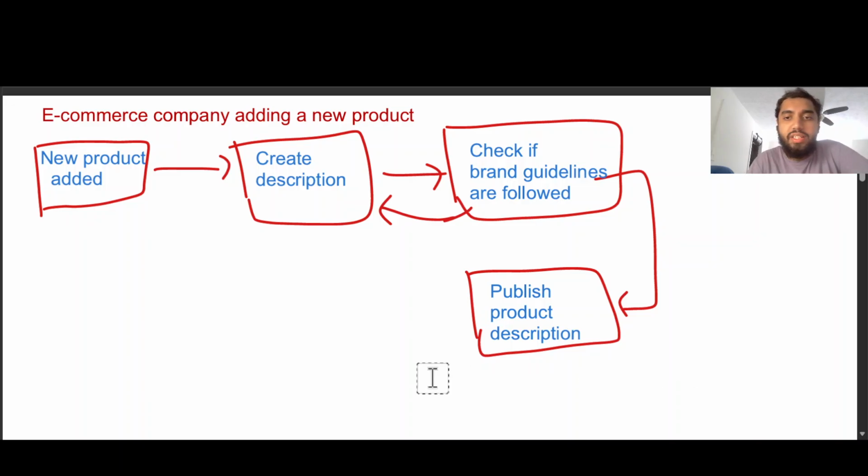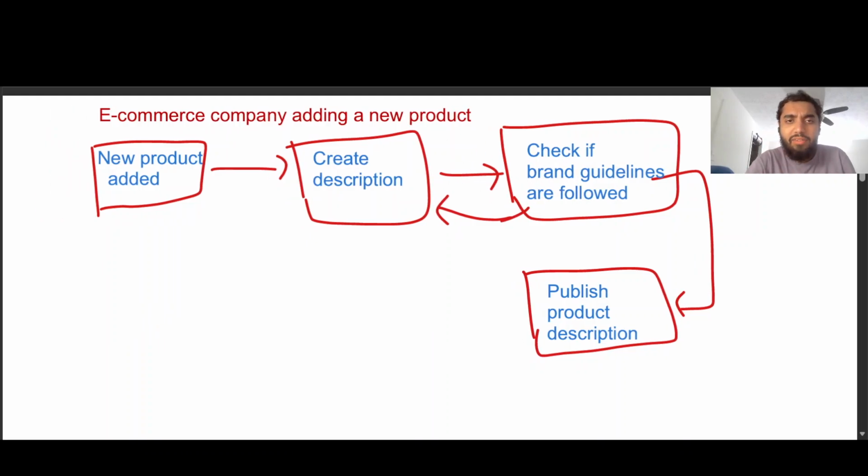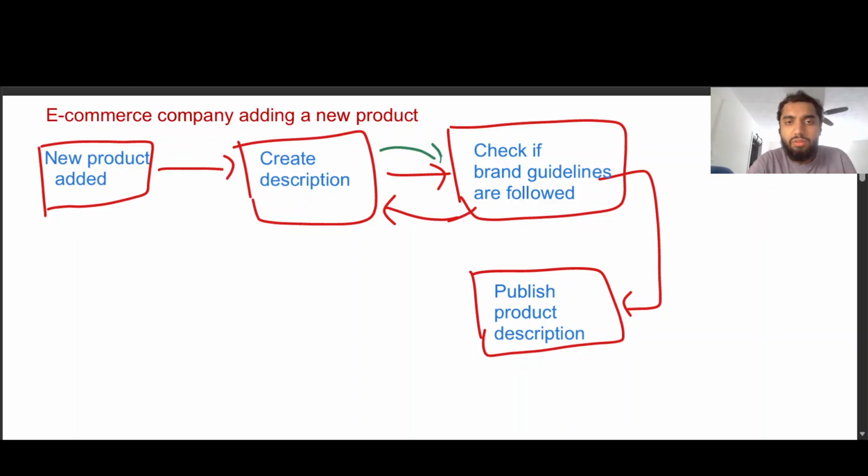So what you do is you create a description for that product. You would tell someone in the company to create a nice description so that they can put it on the website. Before publishing it, though, you have to check if all the brand guidelines are followed, and that would be a different person doing that. There is typically back and forth between these two until they get the correct description that follows all the brand guidelines. And once everything is good to go, then they publish the product description.